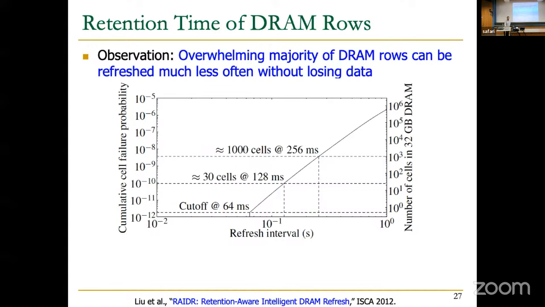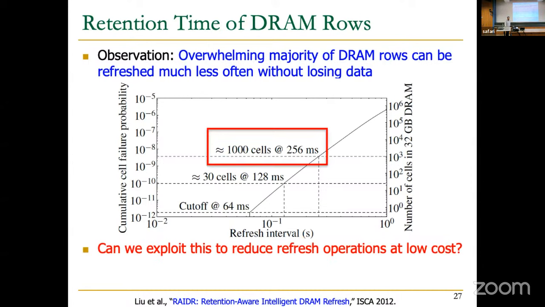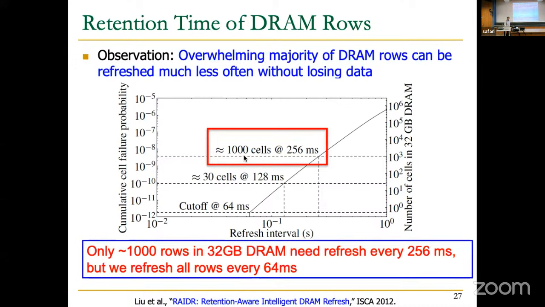So the question is, can we exploit this to reduce refresh operations at low cost? Because we don't want to unnecessarily and aggressively refresh every cell while we have only this many cells failing among millions of cells, right? In a 32 gigabyte DRAM. Here we go, so we have the capacity here.